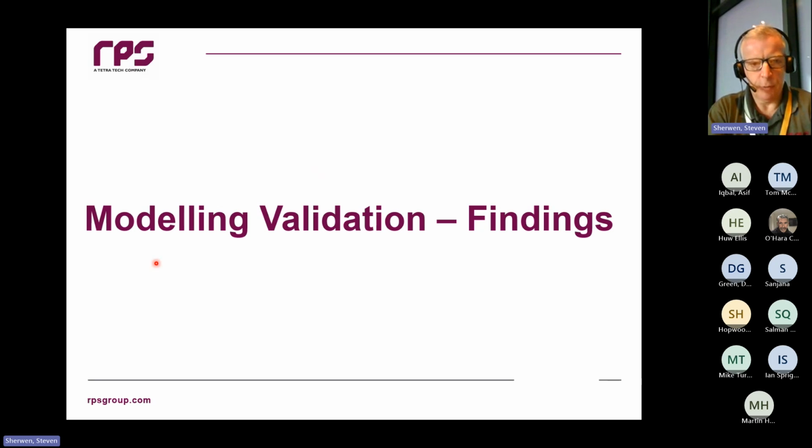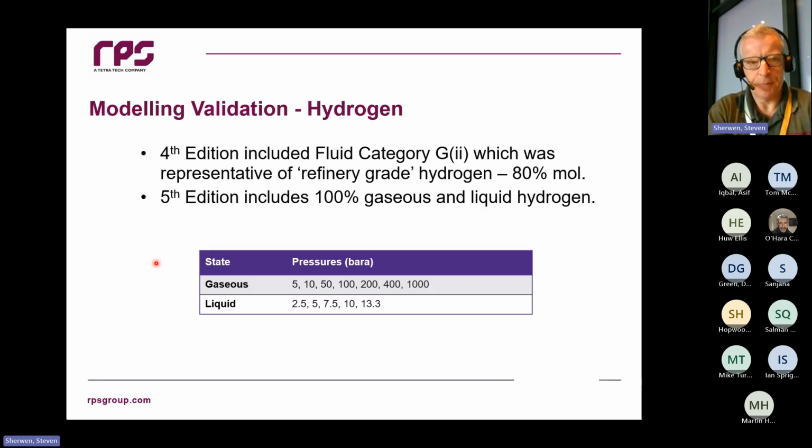Okay, so what does the modelling tell us? What are the findings? Well, the first one, as I said, was that we've now included pure hydrogen and also liquid hydrogen. So we went out to industry, found out what sort of pressures they thought they would need the extents model to, and because the future hydrogen economy is going to be storing hydrogen at some pretty ridiculous pressures, we've modeled those up to 400 and 1,000 bar. Liquid hydrogen only required to be modeled up to 13.3. And before somebody asks the question, why 13.3, I honestly can't remember.